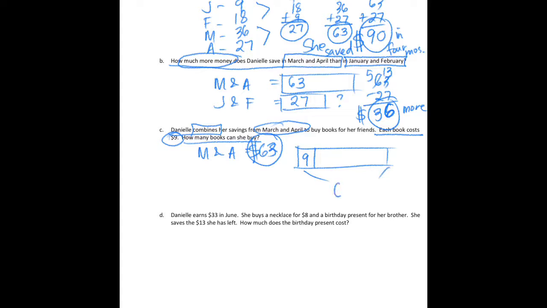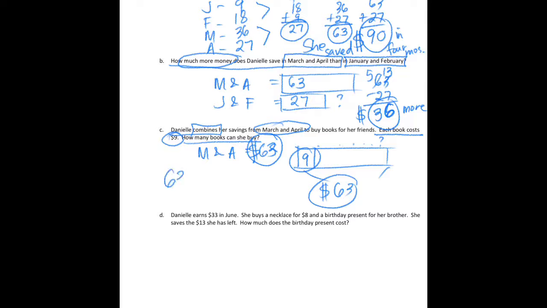Okay, now Danielle combines her savings from March and April to buy books. Each book costs $9. How many books can she buy? So when I add March and April, I will end up having 63. So if I'm going to buy books, which is $9 per book, it's going to look like this using your tape diagram. Remember your size, your total, and your group. So the unknown here is your group. That's why we will now divide.